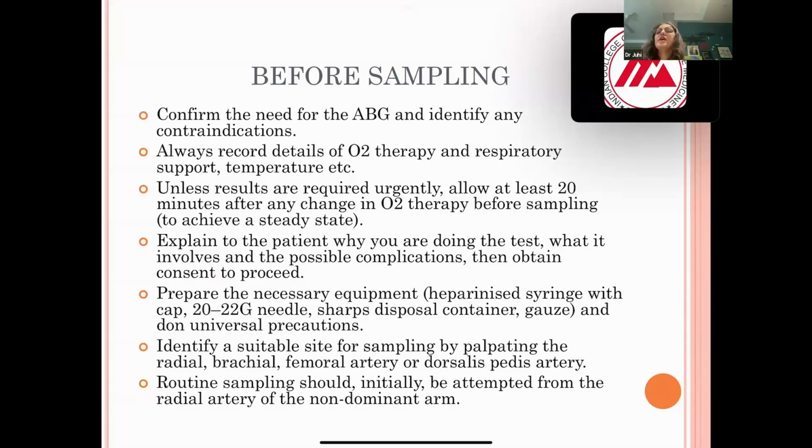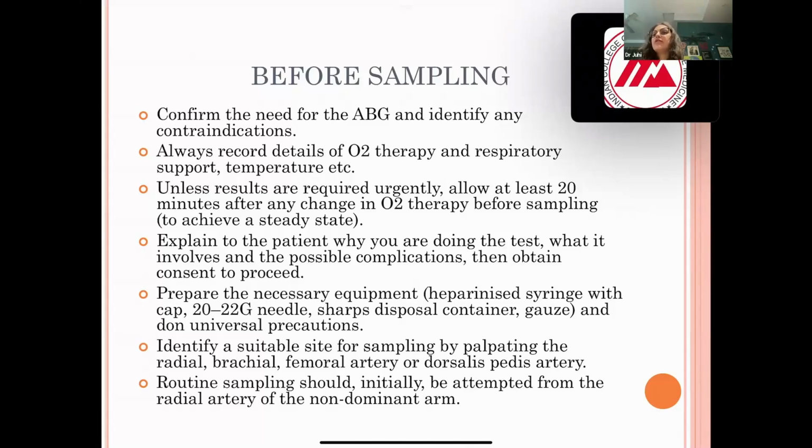Unless results are required urgently, allow at least 20 minutes after any change in oxygen therapy before sampling. What does it mean? If you've altered the oxygen, supposedly from 5 to 2 or from 2 to 5, you need to wait for at least 20 to 30 minutes to do an ABG. Don't do it immediately within 5 minutes. Then the steady state won't be achieved and you won't see a good sample of PO2, what you want to see.